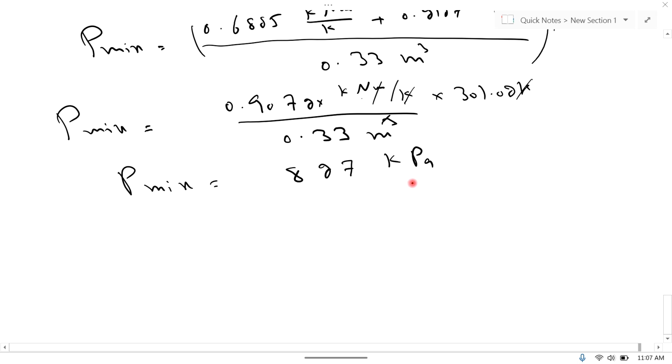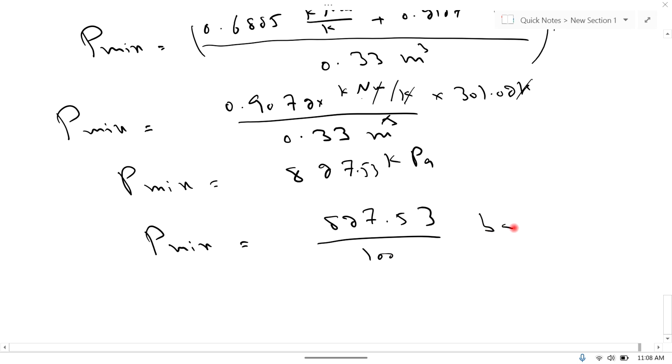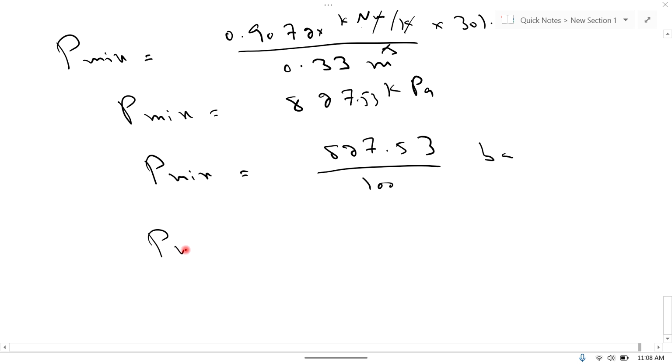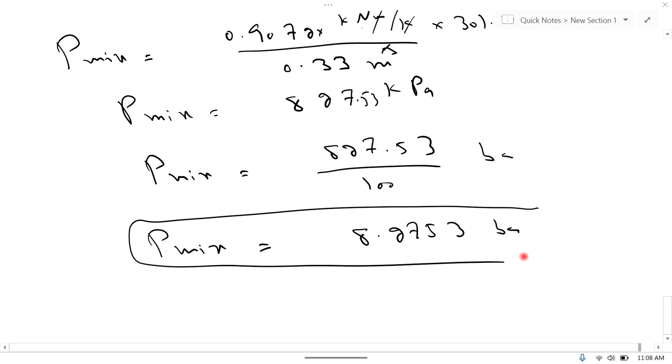Now convert this into bar. So to convert into bar, divide by 100. This is 827.53 divided by 100 bar, because 1 bar is equal to 100 kilopascal. So pressure of the mixture is equal to 8.2753 bar. This is the answer of part number 2.